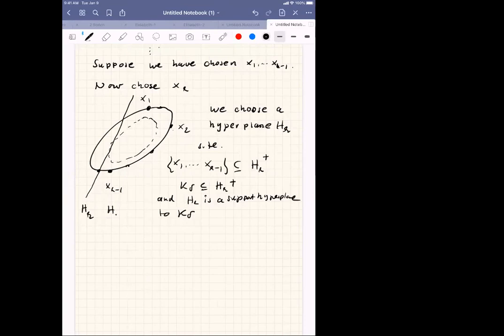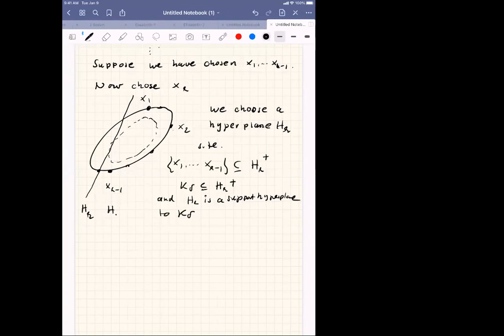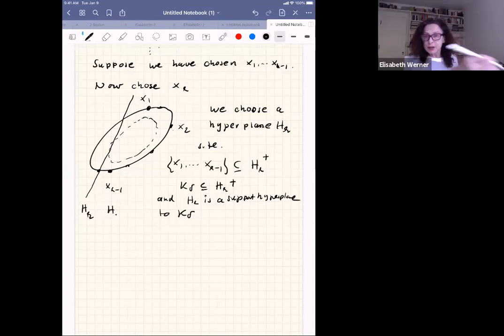If it's not possible to do all that, what we are describing now for the hyperplane Hk and for the point xk, then we have stopped already, right? But we'll continue doing this as long as we can, and we'll see in a moment how long we can do that before we have to stop. So if we can still do that, we'll choose this hyperplane Hk.